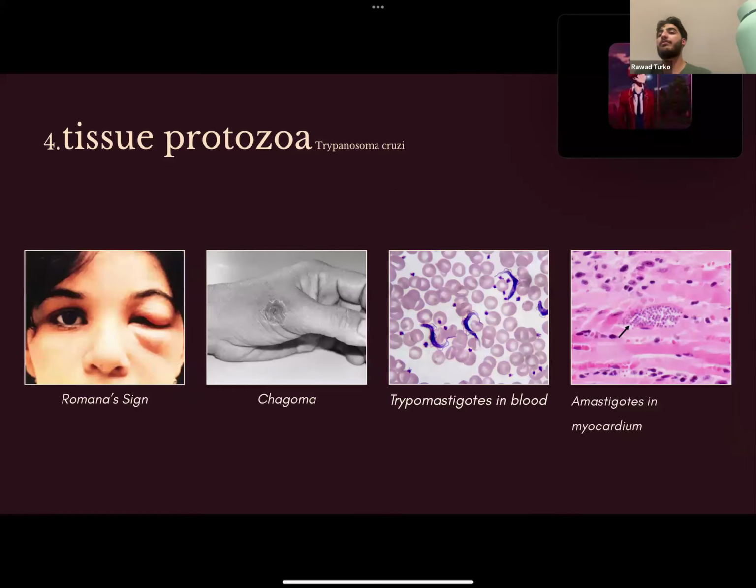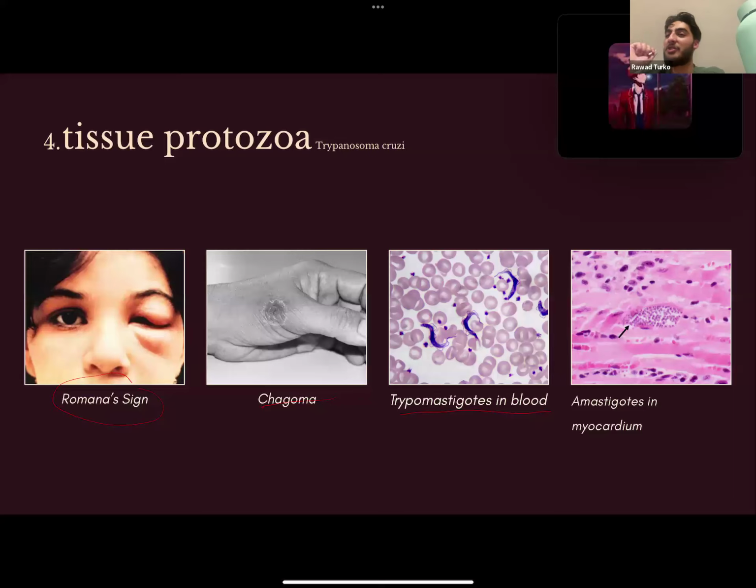Okay. These are the few pictures. So this is the Romaña sign. This is the unilateral periorbital swelling. Chagoma. This is where the bite happened. The trypomastigotes. Yeah, right. That's what I was going to say.